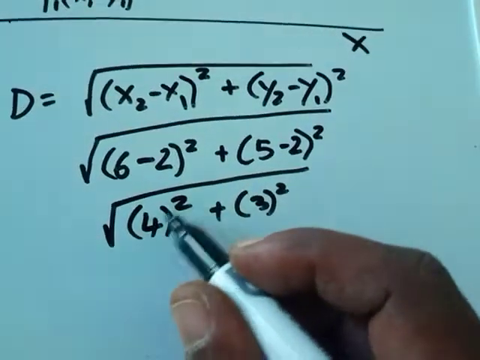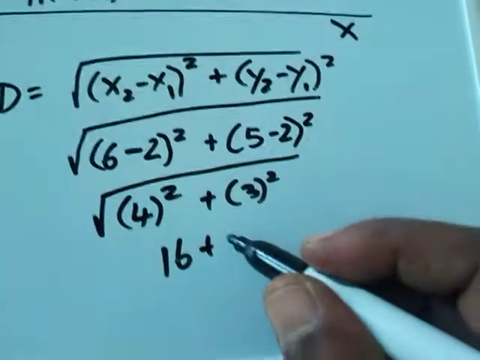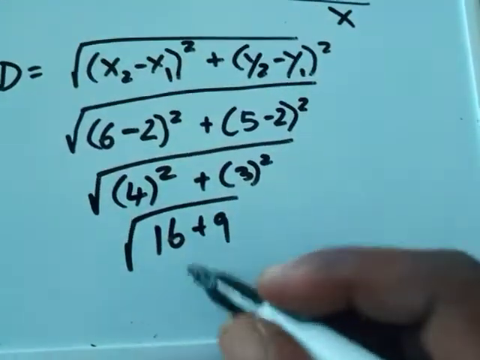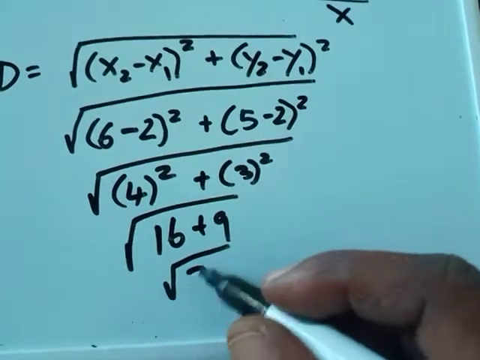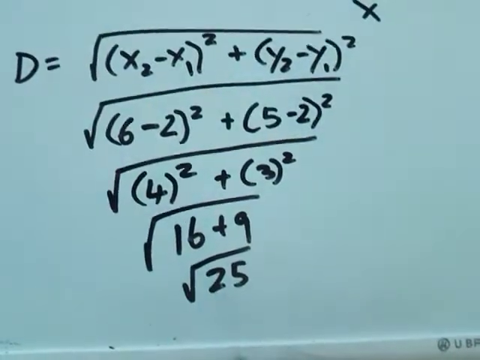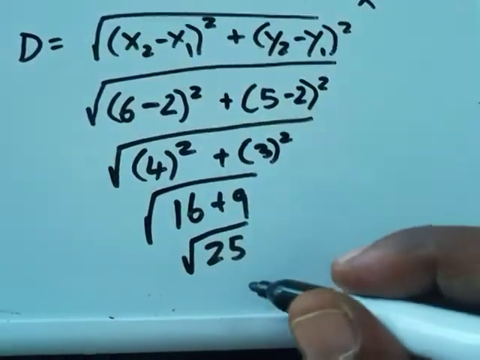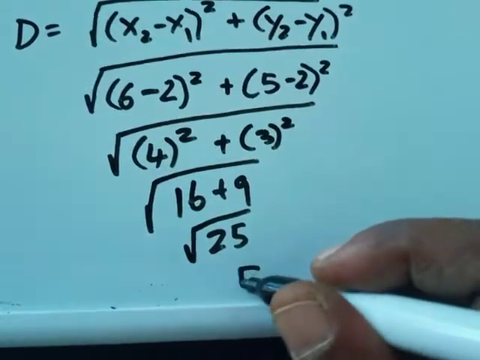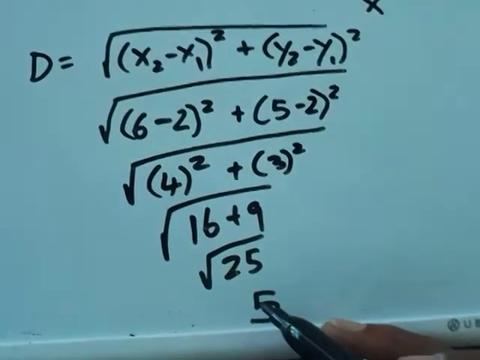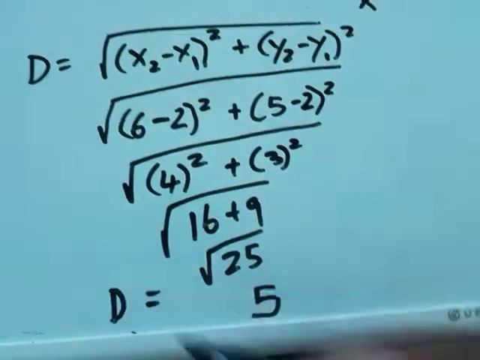Order of operations, exponents. 4 squared is 16. 3 squared is 9. The square root of 25. The square root, remember what this function is. What number multiplied by itself gives us 25? The answer is 5. For odd numbers, we'll have a calculator to solve for us. In this case, we have found that the distance is 5. Distance is length.